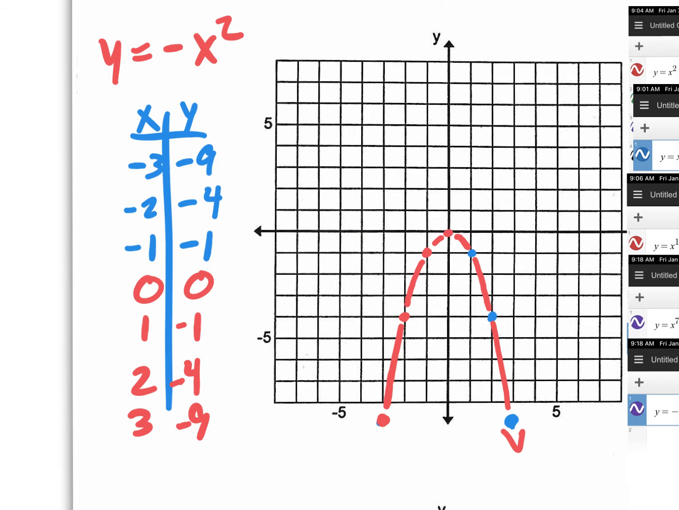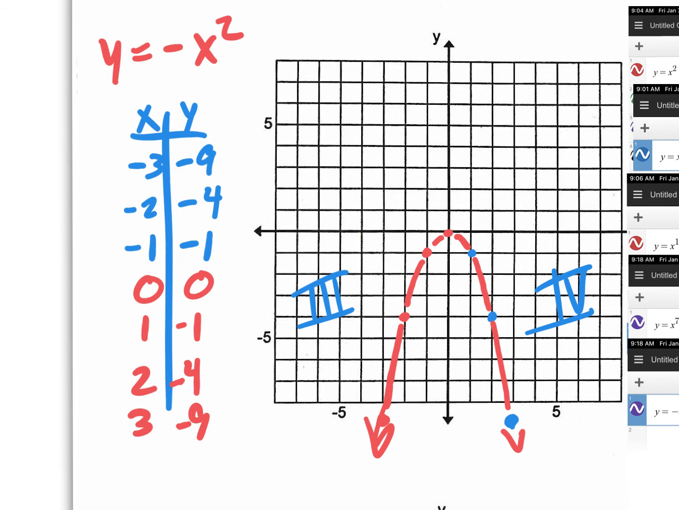Right here we have y equals negative x squared. Obviously, that negative leading coefficient, instead of having the end behavior up there, it's now down here. And I did forget to put an arrow right here, sorry. But anyway, where's the end behavior now? It is in quadrants 3 and 4, not in quadrants 1 and 2. And that's because of the a value being negative. Are you with me? Okay.